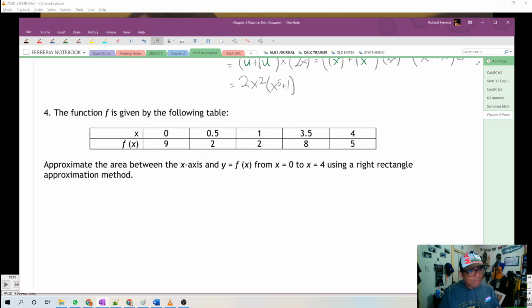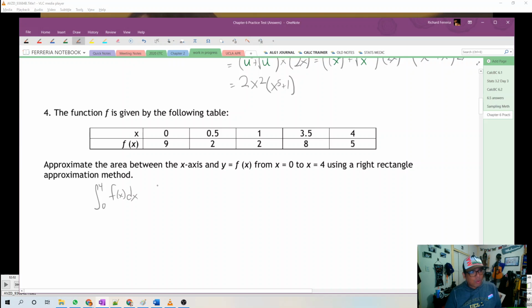We have this table of values, and we're supposed to approximate the area between the x-axis and f of x for x between 0 and 4. Hopefully by now you realize that this is just asking you for the integral of f of x between 0 and 4, because that's going to be the area between the axis and a function f of x, provided that f of x is above the x-axis, which it looks like this function is.